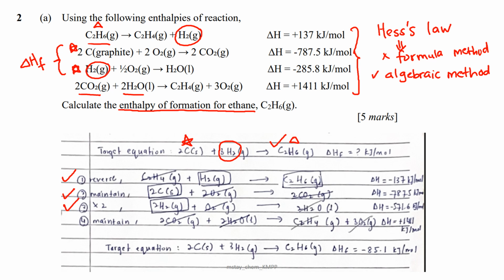Due to equation 3 being times 2, the value over here supposedly will become 571.6 kilojoule, but not kilojoule per mole. Then we want to cancel out the carbon dioxide and water, so we're going to maintain equation 4. Then press the calculator, you will get the value negative 85.1 kilojoule per mole. The student won't get marked for this one because the unit in the equation is wrong. So for this question, the student will still be able to get the marks 5 out of 5.